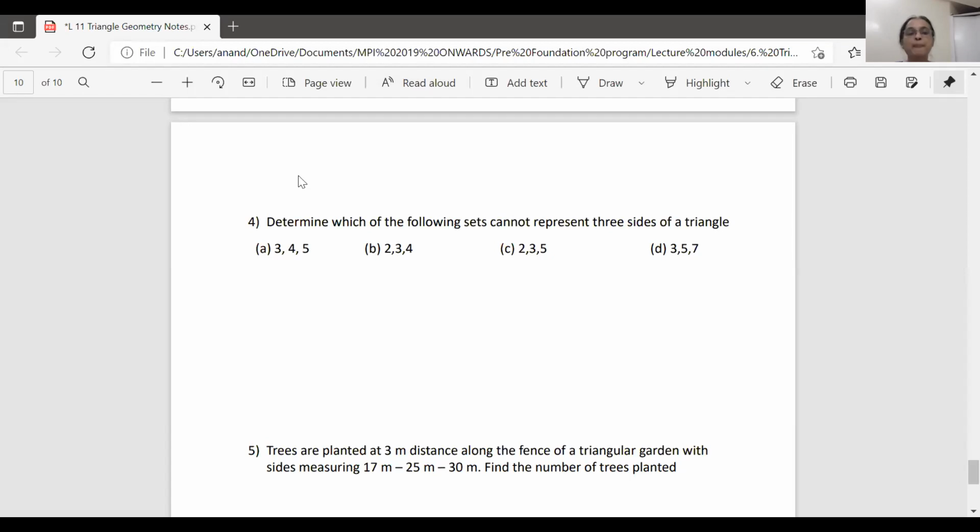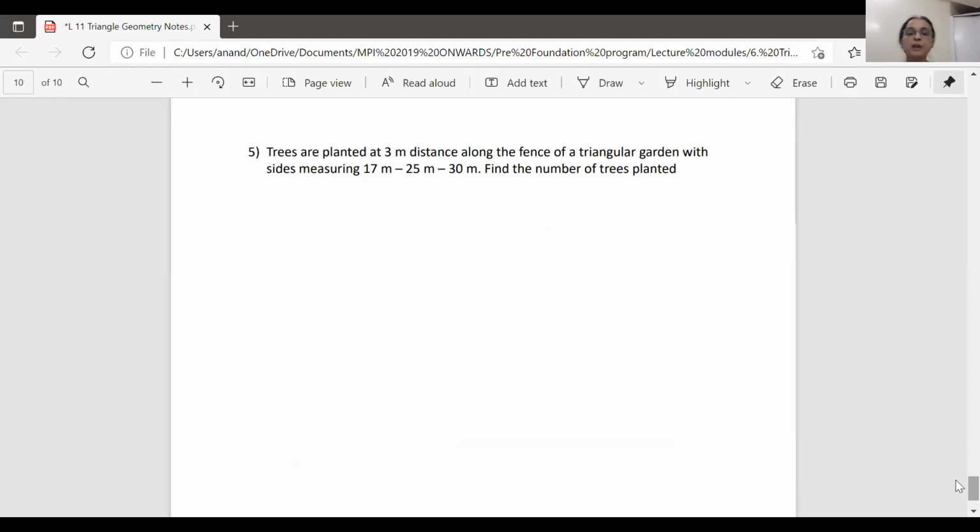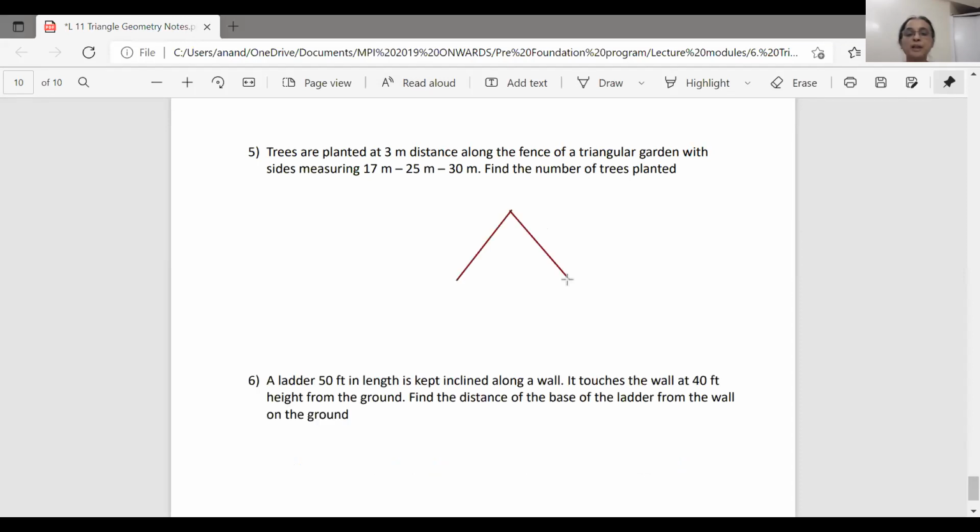Okay. Let us go to the third question. Trees are planted at a distance of 3 meters along the fence of a triangular garden. Triangular garden of dimension 17 meter, 25 meter and 30 meter. And I am planting trees at a distance of 3 meters. What will I need to do? First find the perimeter and then divide the perimeter by 3. That will give me the number of trees. So find the perimeter and divide by 3. That will also be your self-study.